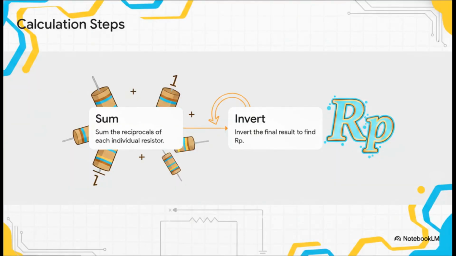To keep this from turning into cognitive overload, I highly recommend you view this calculation as two very distinct, completely non-negotiable steps. Step 1, find the reciprocal of each individual resistor. That just means writing them as fractions under the number 1 and then adding them all together. Step 2, once you have that final fraction sum, you must invert it. You flip the final result to actually find RP. Let's walk through exactly what this looks like so you can see it in practice.